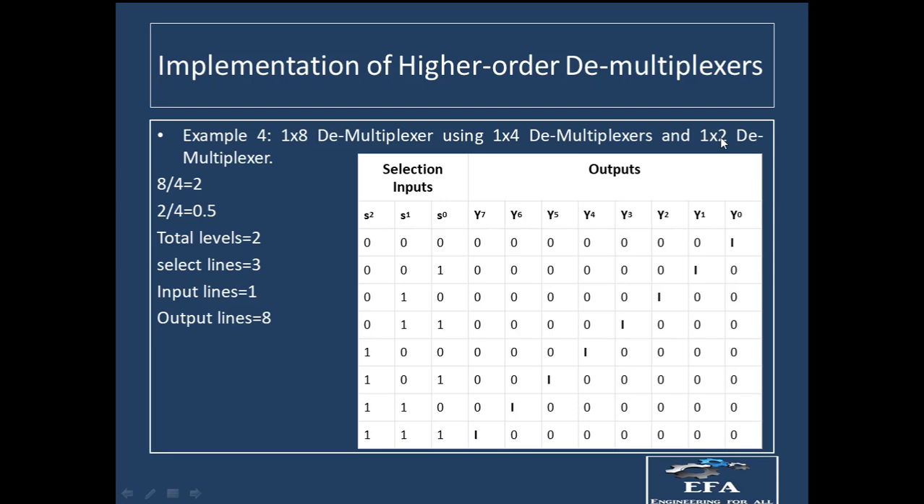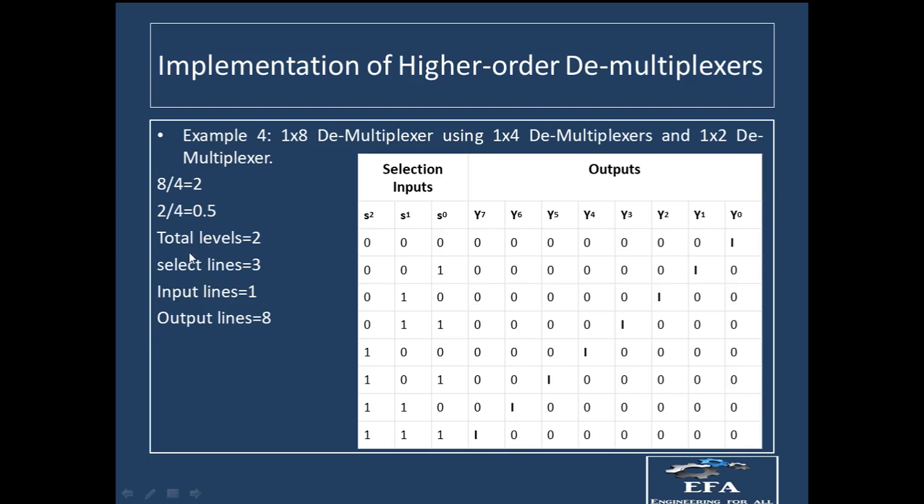The first thing we have to do is divide 8 by 4. So 8 divided by 4 will be equal to 2, and 2 divided by 4 again will be equal to 0.5. Again, the same condition is occurring as we have discussed in the previous implementation. So again we have to replace the 1 is to 4 demultiplexer with a 1 is to 2 demux.